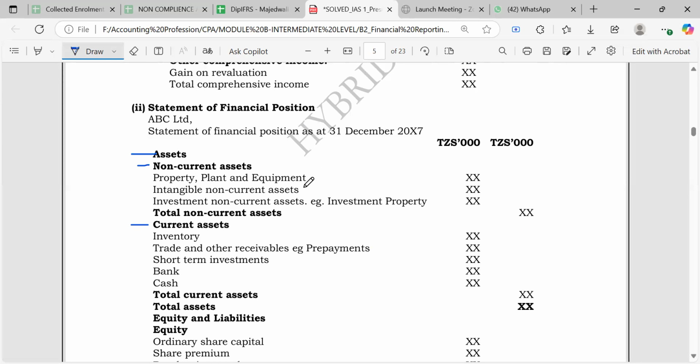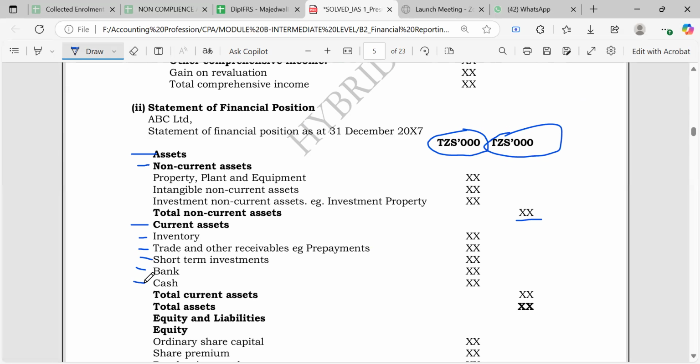You have a lot of assets, investment in non-current assets, like investment property, investment in debt, investment in equity. Do not forget the currencies here as usual. Then we come to current assets, and the common ones are inventory, trade and other receivables, short-term investments, bank and cash.